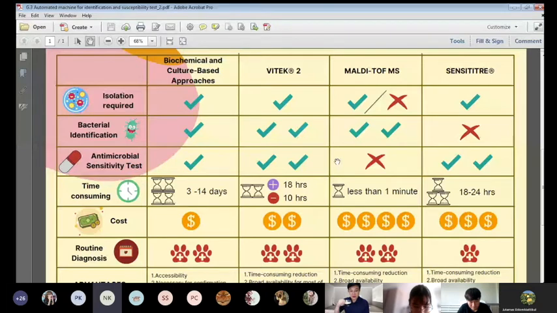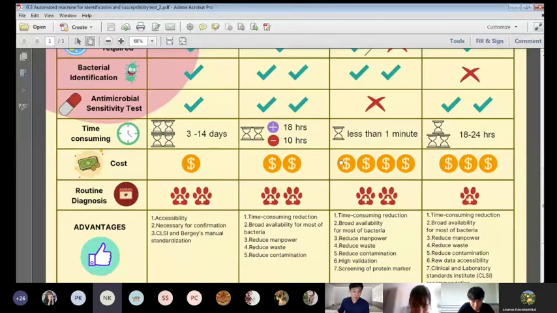Biochemical and culture-based approaches take the longest time to obtain a result. It may take from 3 to 14 days. For Sensititre, it takes about 18 to 24 hours. VITEK takes 18 hours for gram-positive bacteria and 10 hours for gram-negative bacteria. MALDI-TOF MS is the fastest diagnostic tool to obtain results. It takes less than a minute.